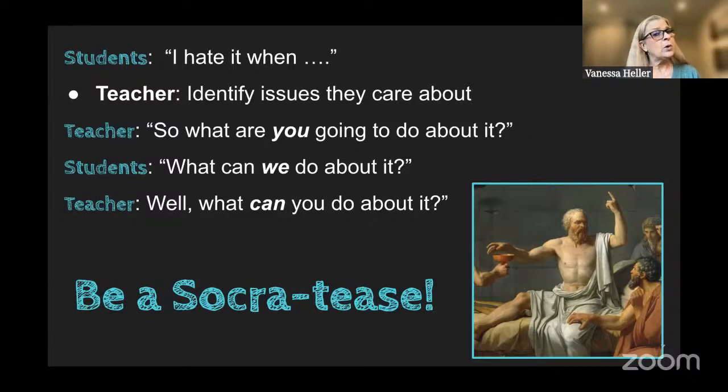Also, I don't know about where everyone teaches, but in California, we're very outspoken and students complain a lot. Don't take that as an insult. When a student says, I hate it when blah, blah, blah. I hate it when the class before us leaves plastic water bottles all over the class. I don't ignore that. To me, they are identifying an issue. They're telling me that littering and waste is annoying to them. So I say to them, what are you going to do about it? And the students think they can't do anything. They think they're powerless.